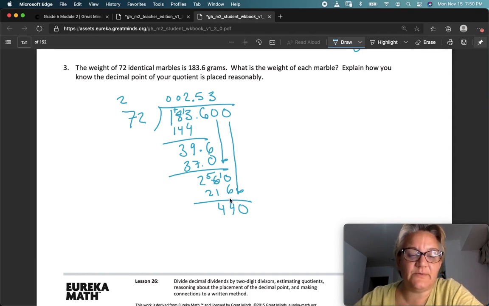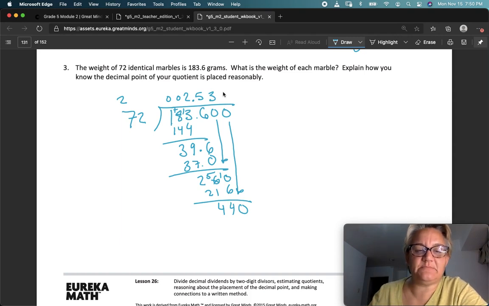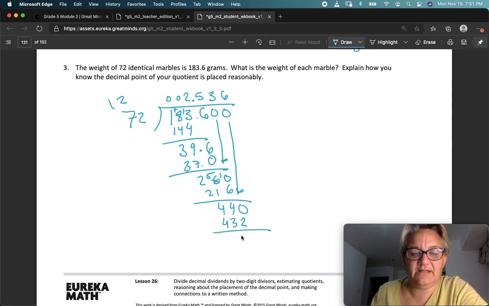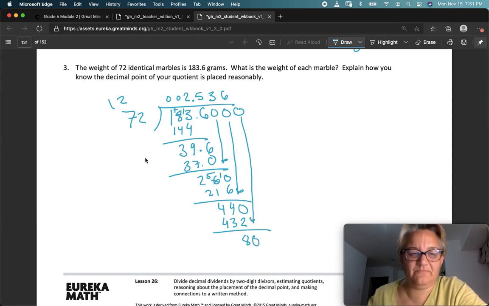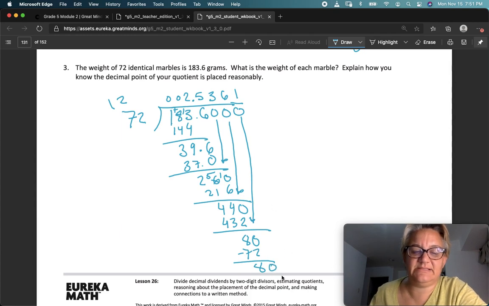So definitely 4 times. 6 times? Let's try 6. 6 times 70 is 42. So 6 times 2 is 12. Carry the 1. 6 times 7 is 42 plus 1 is 43. Now I have 8 left. Oh my goodness. Want to keep going? One times 72. And then we just keep going. 80. It's just going to be 80, 80, 80. After that, it's going to be 1, 1, 1, 1, 1.